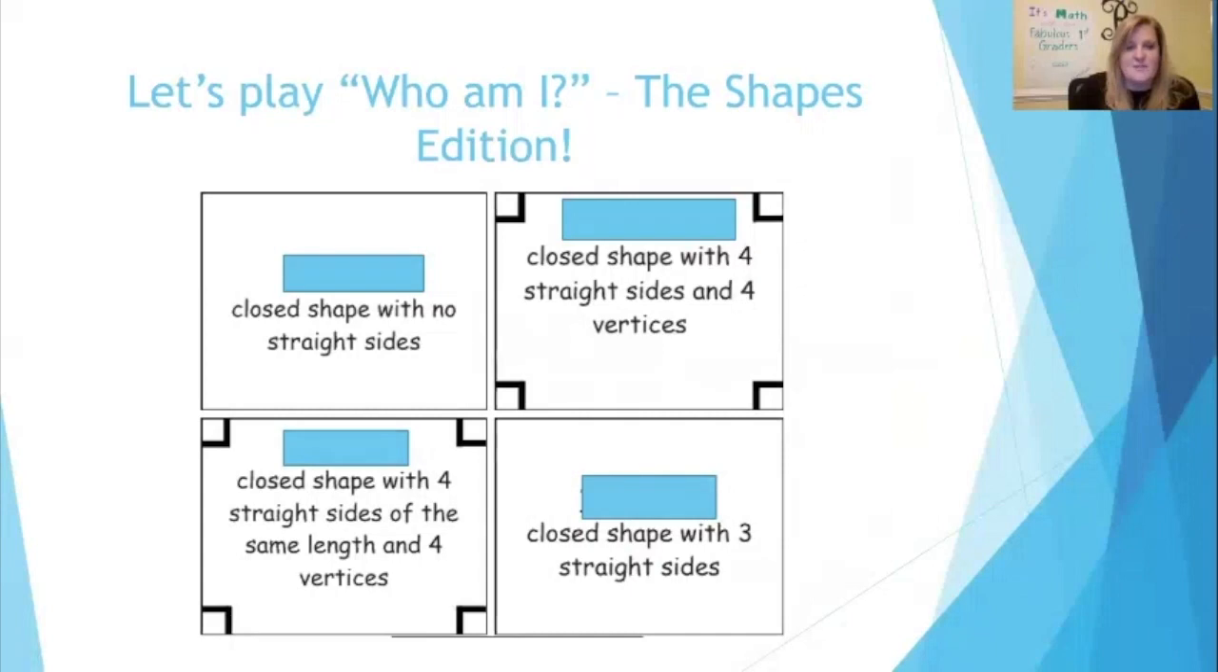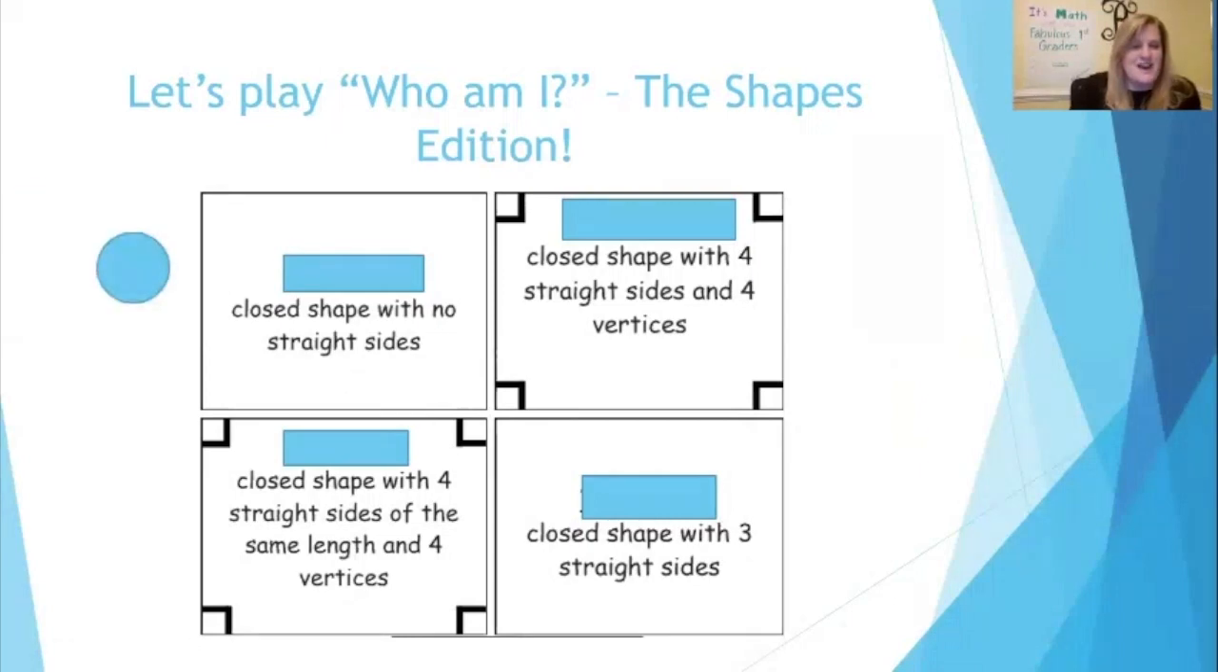Let's play a game called Who Am I? The Shapes Edition. I'm going to read you a clue and I want you to guess what the shape is. I am thinking of a shape. Who am I? A closed shape with no straight sides. What shape do you think it is?